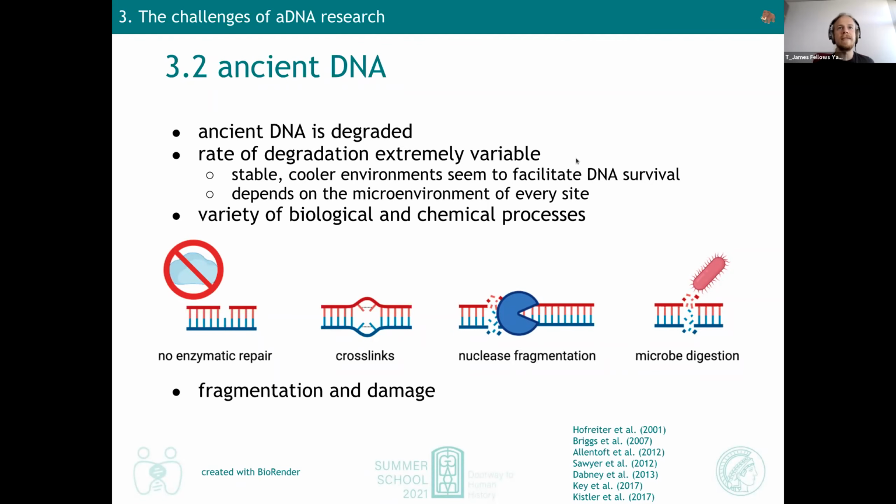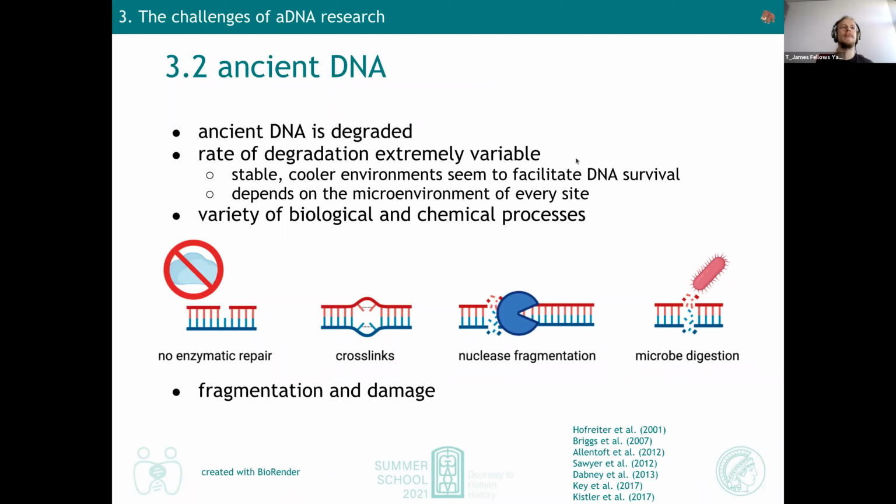So in stable, cooler environments, this seems to facilitate DNA survival, which is why you'll see a lot of ancient DNA studies being performed in the Northern Hemisphere in particular, but also in places like Siberia, where it's very cold permafrost environments, and you get nicely preserved whole mammoth bodies. And in contrast, in a very, very warm or wet environment, the DNA does not seem to survive very well. Although admittedly, this always depends on the microenvironment of every site. So if you find a nice cool cave in Africa, for example, which is typically very warm and not so good for ancient DNA preservation, the cave will actually preserve the DNA a bit better than you would expect.